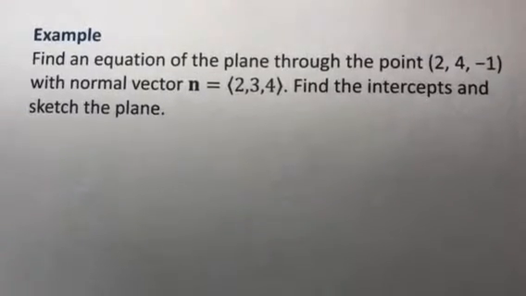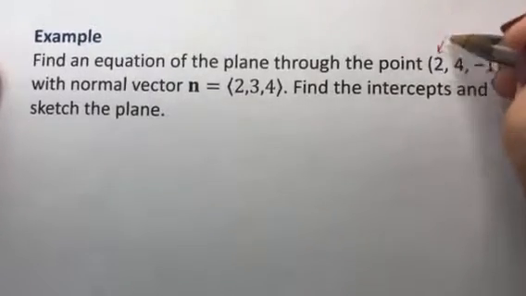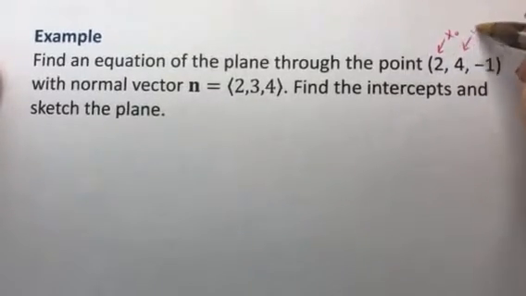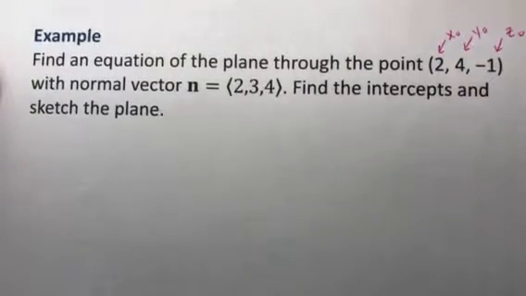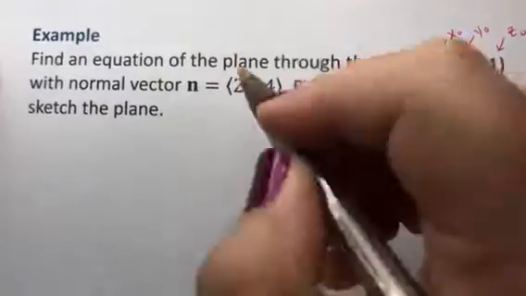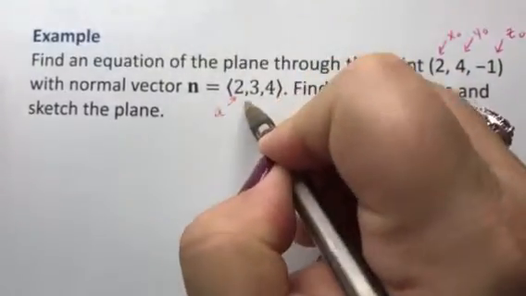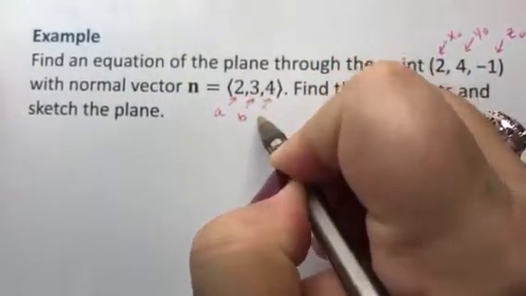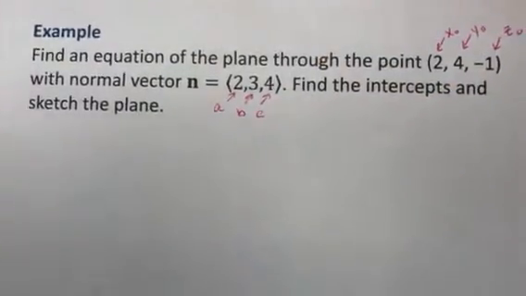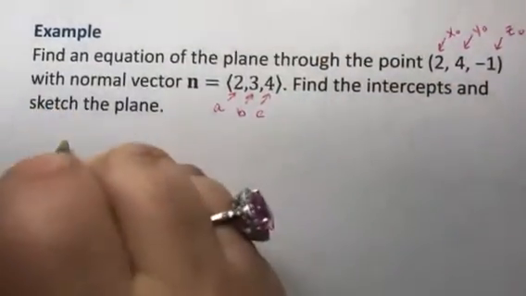Okay, so finding an equation of the plane through the point 2, 4, negative 1. So remember, this is my initial point, right? With normal vector n equal to 2, 3, and 4. So this is what I am calling my A, B, and C. Okay? Well, just remember your equation.